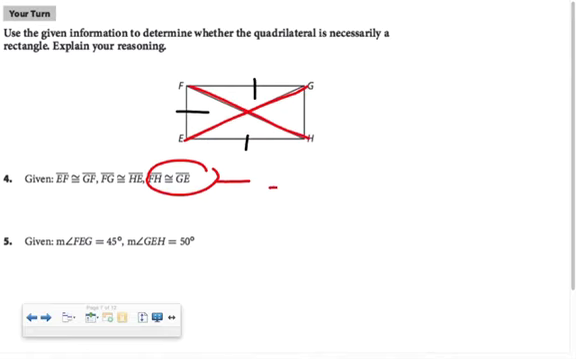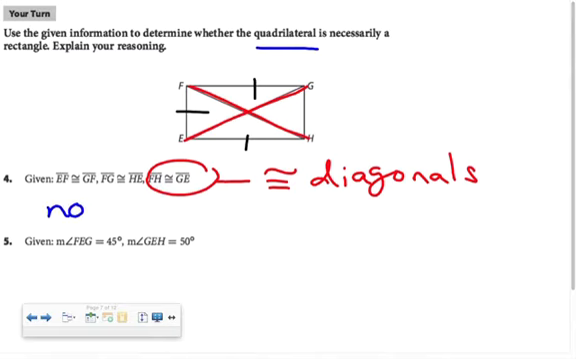But notice how in the instructions, we're told that this is a quadrilateral. We are not told that it's a parallelogram. So when they told us that EF was congruent to FG and that FG was congruent to HE, that gives us one pair of opposite congruent sides, but not two. So I have no guarantees that this is a parallelogram, and therefore, no. It wasn't first a parallelogram.